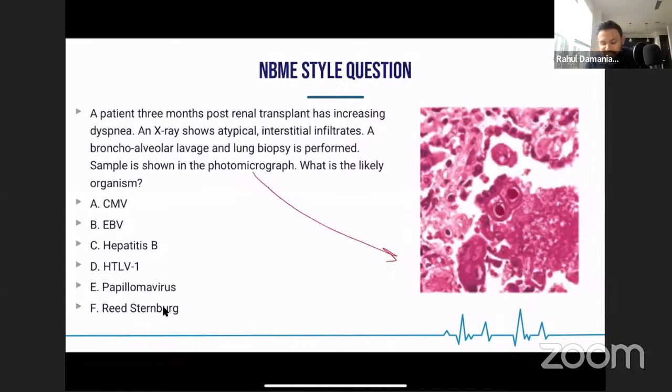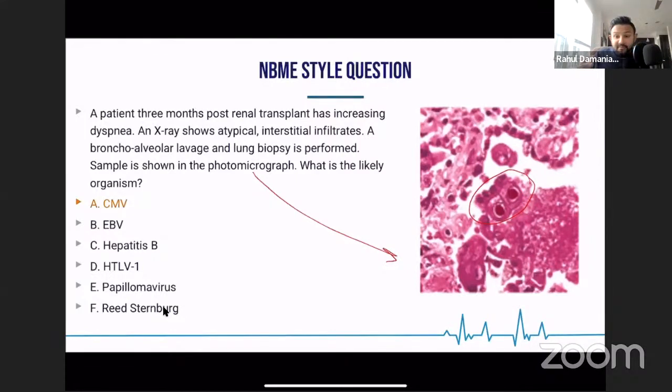So let's go through our three-step strategy. Step one, what kind of image is it? This is a microscopic pathology of what? Of the lung tissue, and look for normal, abnormal, or asymmetry. And I see these abnormal owl's eye nuclei, or these intranuclear inclusions here. And that is the characteristic finding of cytomegalovirus. Very high yield for you to know.